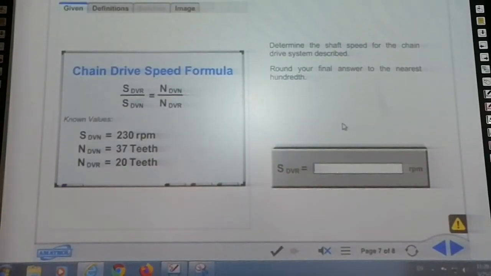Hi guys, here is an assignment for you, chain drive speed formula. You are given the speed and teeth ratio formula, and you are also given the values: the speed of the driven sprocket, which is 230 rpm, the number of teeth of the driven sprocket is 37, and the driver sprocket is with 20 teeth. So you have to determine the speed of the driver sprocket. You just put values and by cross multiplication do the calculation. So this is an assignment for you.